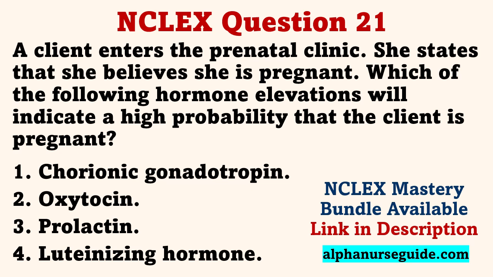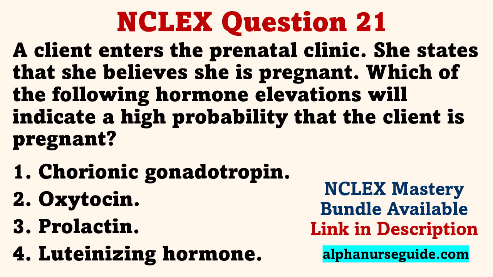The correct answer is 1. Chorionic gonadotropin. Human chorionic gonadotropin is produced by the fertilized egg. Its presence in the bloodstream signals the body to keep the corpus luteum alive. Until the placenta takes over the function of producing progesterone and estrogen, the corpus luteum produces the hormones that are essential to the maintenance of the pregnancy.